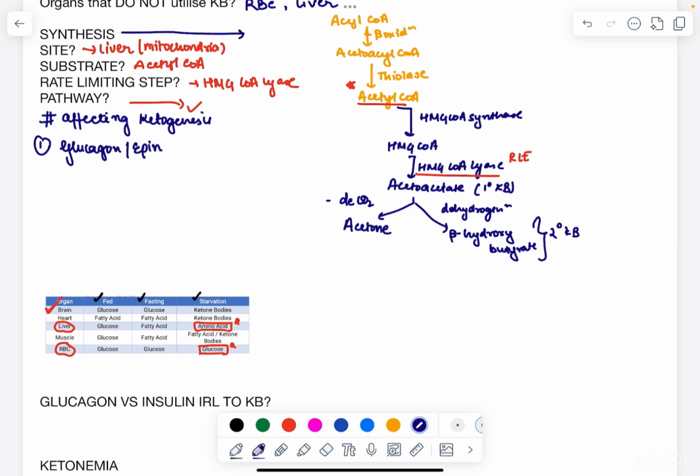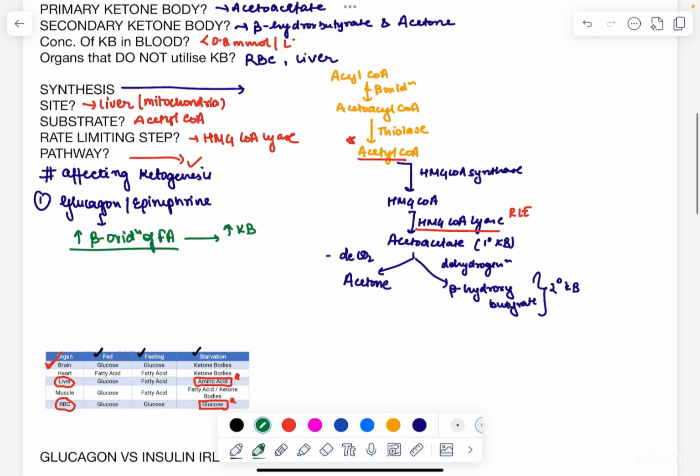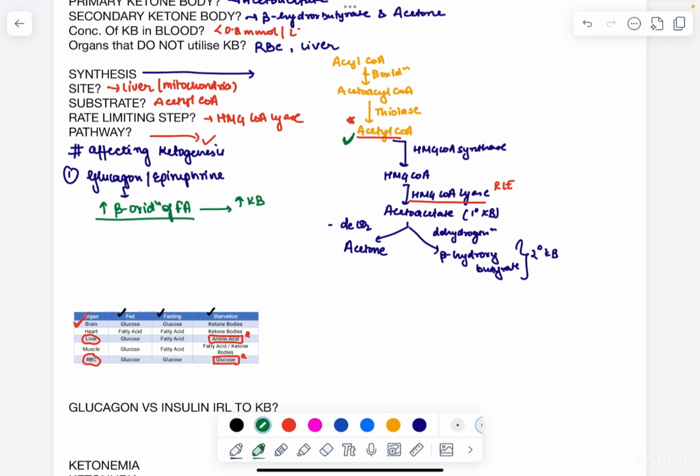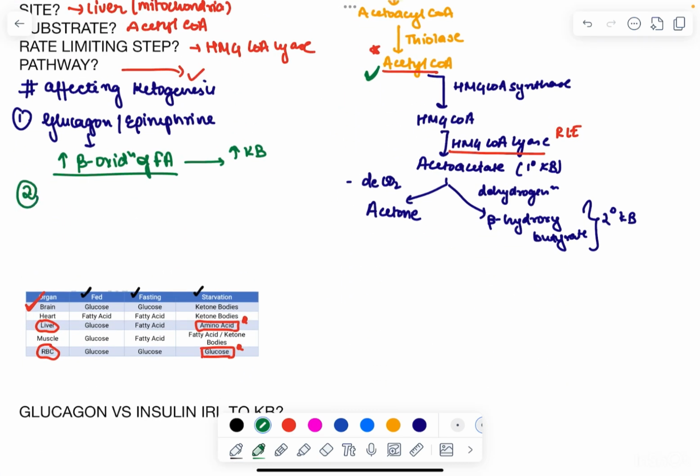Now what happens is glucagon, just remember, increases the beta oxidation of fatty acids. Because more beta oxidation is occurring, more ketone bodies will be formed because the substrate is acetyl CoA. So obviously you will have more of the substrate, right? That's why. Then the second factor is malonyl CoA.